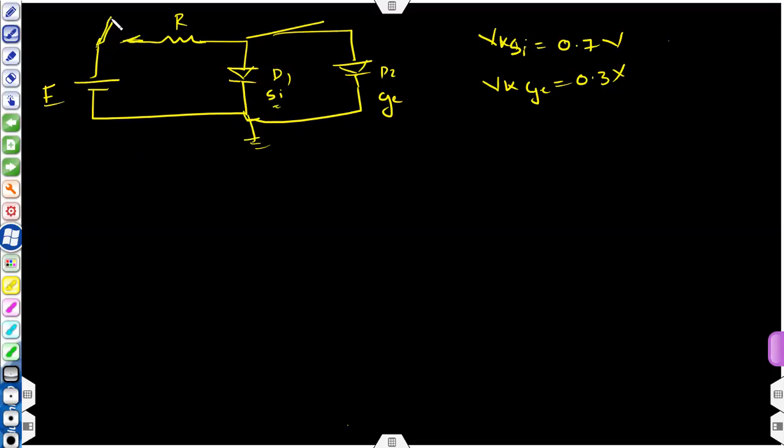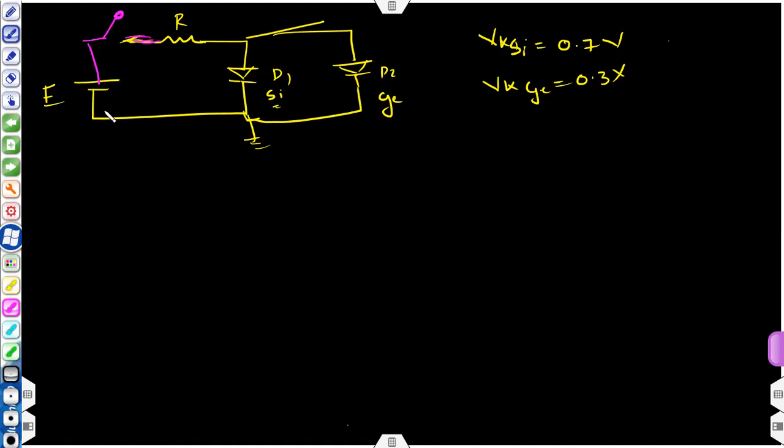And one more thing I am doing here. I am connecting this E to this R via a switch. This is a kind of switch which I can open or close as per my wish. So initially it is open.